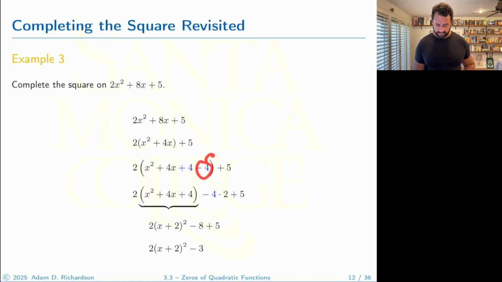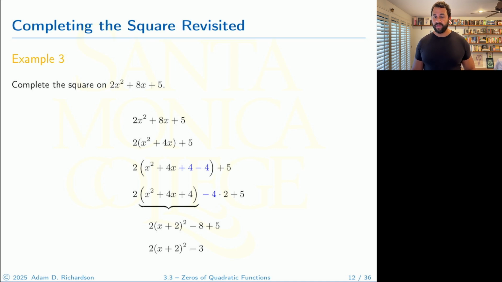But we pulled this 4 out, we multiplied it by 2 as we did, and now we can finish the process. So this is our perfect square trinomial. It's isolated. We can factor it as a perfect square trinomial, right? Remember, this number here is always going to be b over 2 by construction. Now, -4 times 2 is -8. And now we can simplify the constant term at the end, and voila, it's done. We just completed the square on a quadratic expression where there's a leading coefficient now.